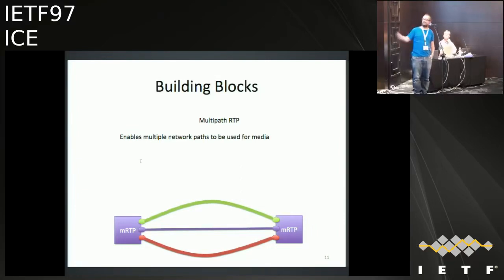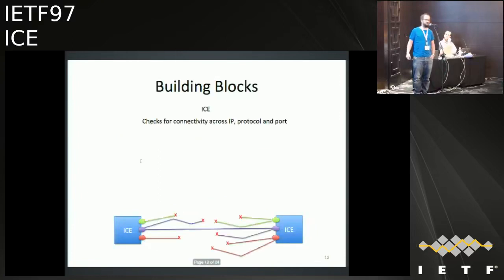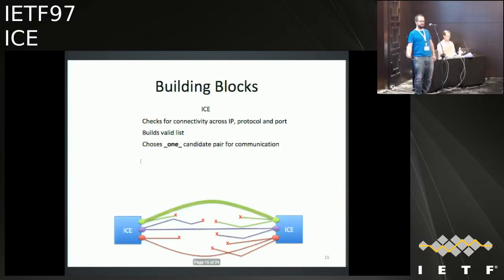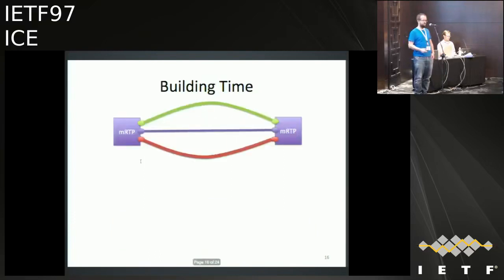And of course, we have ICE where you check all the connectivity stuff, and then you build a valid list, and then you choose one candidate pair for communication. So, combining those two might be a good idea, because then you could build a nice setup, and you can just switch between paths without restarting ICE.